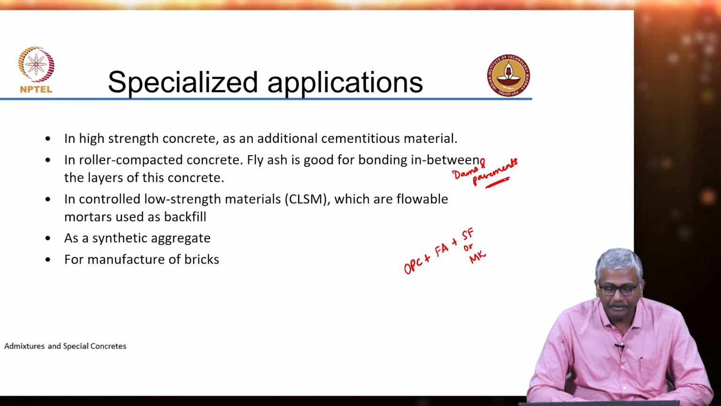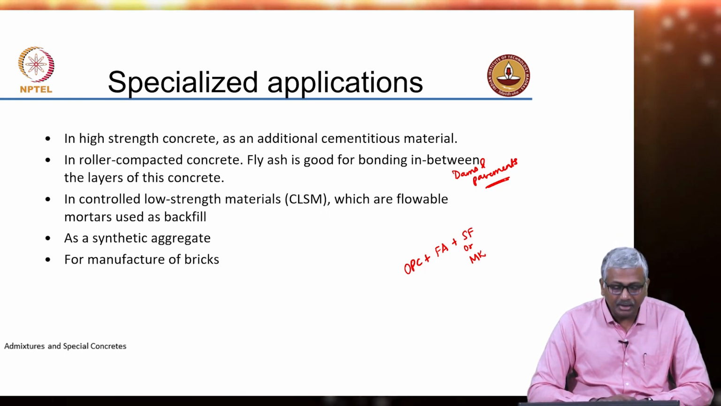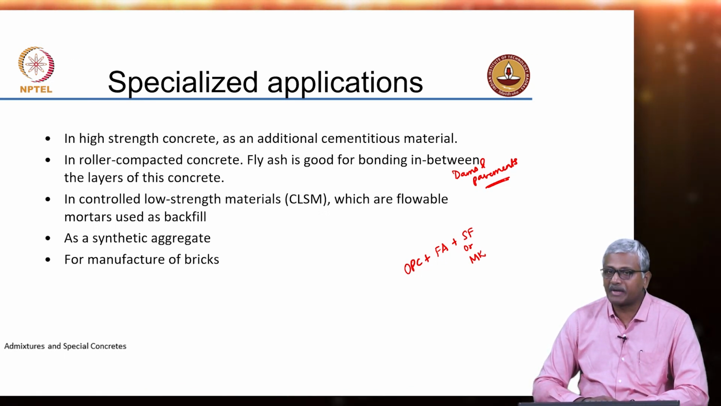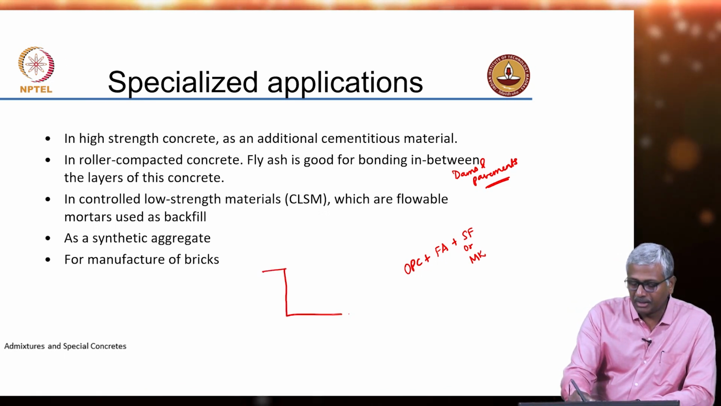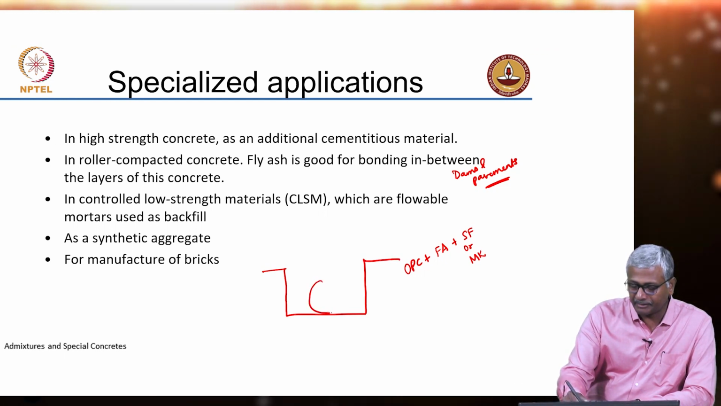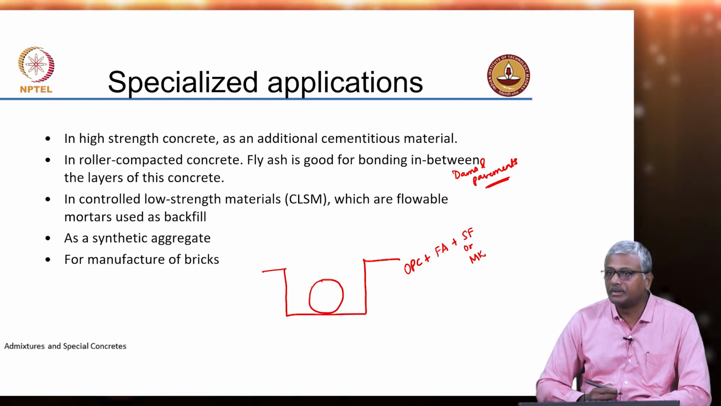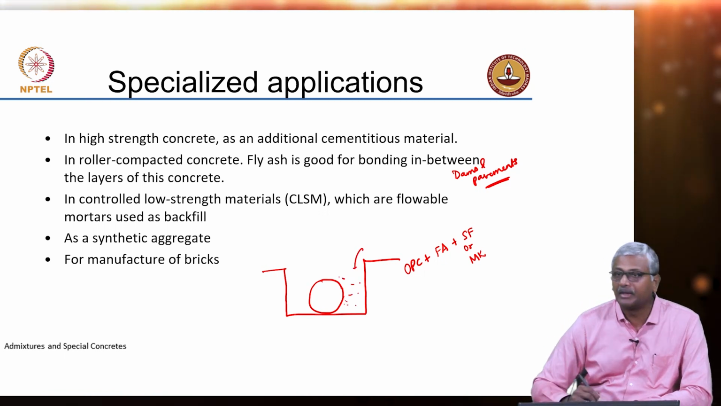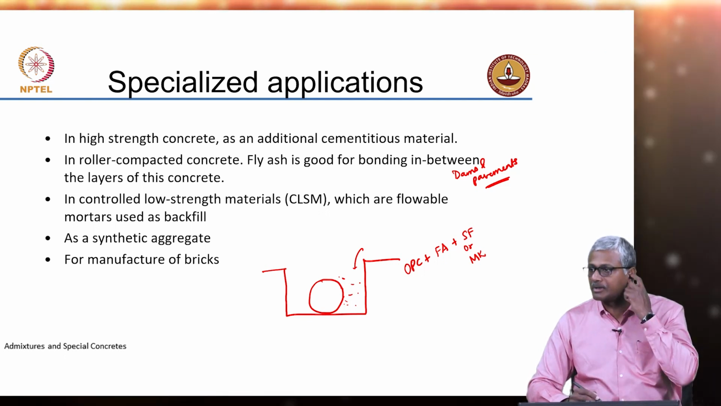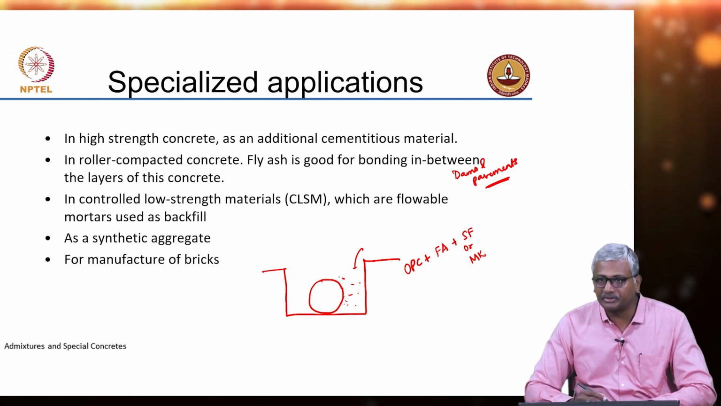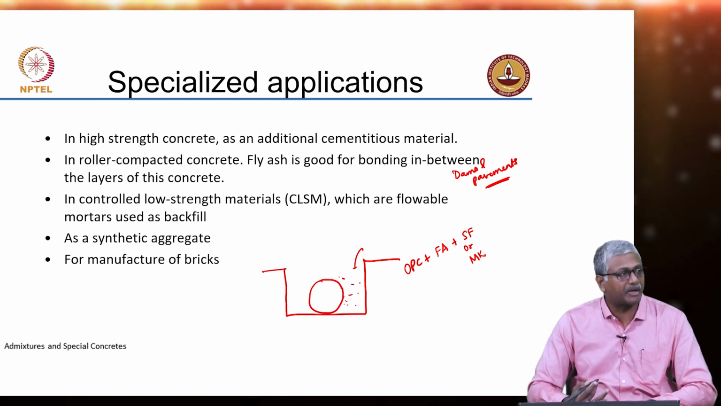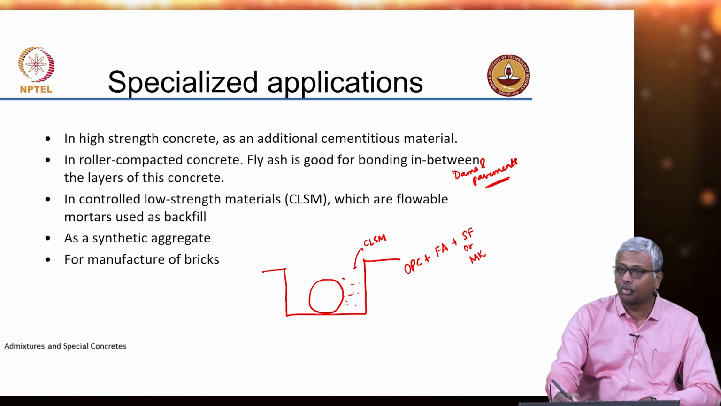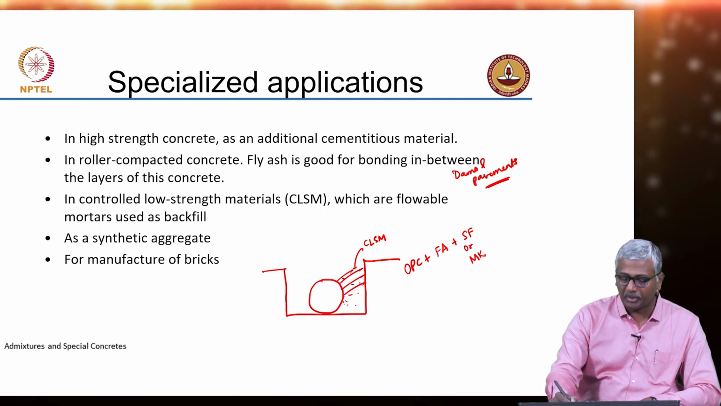There is also a use of fly ash in controlled low strength materials, CLSM. These are flowable mortars used as backfill. So, let us say you dig a trench and you have a pipe like this which you are putting inside the trench. So, what is typically done? You pour soil into it and then start compacting the soil around the pipe. But this compaction can never be 100% efficient. So, one way to do this pipe bedding is to pour this CLSM, controlled low strength material. So, it is a highly flowable material. So, it can completely occupy the volume.